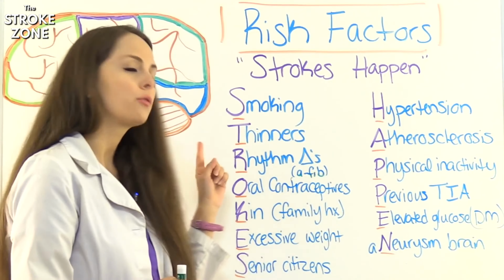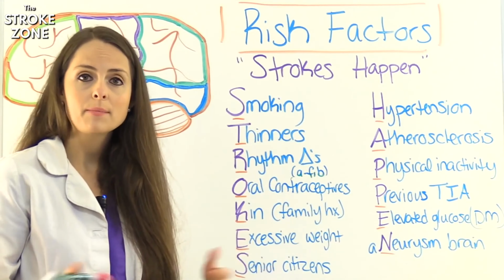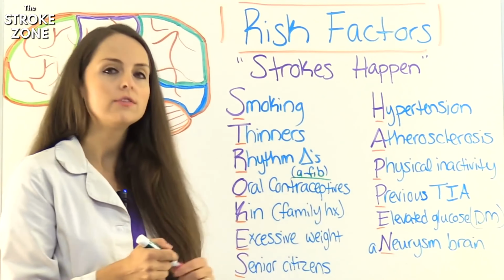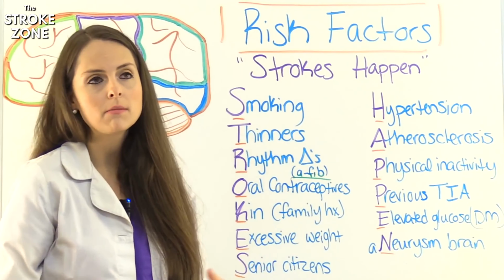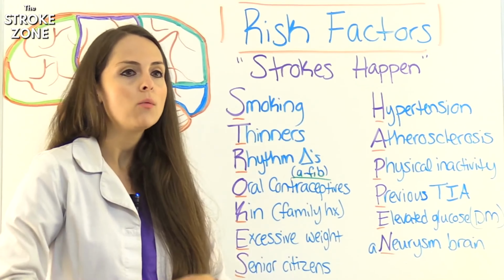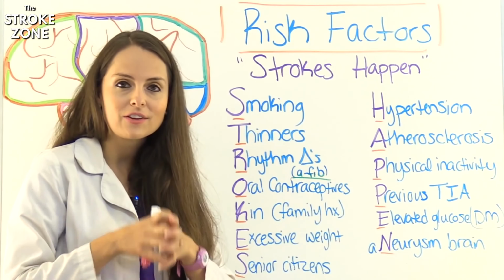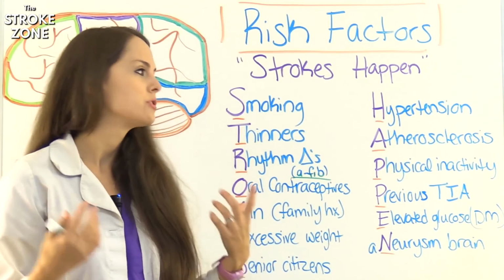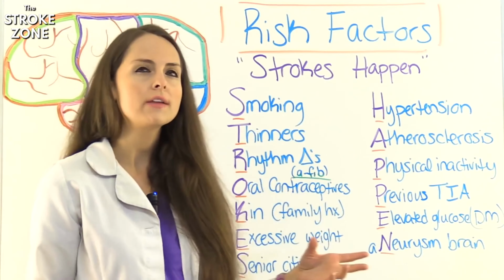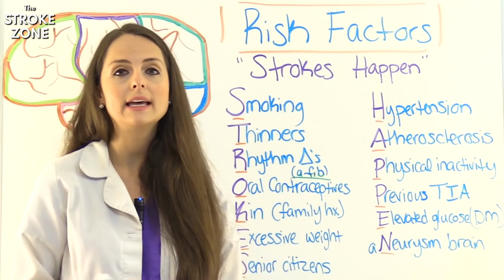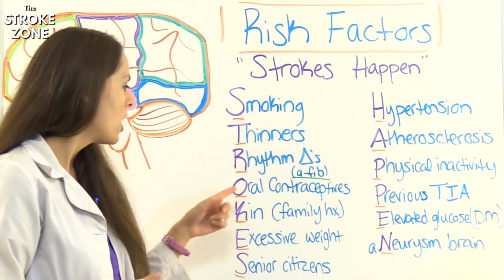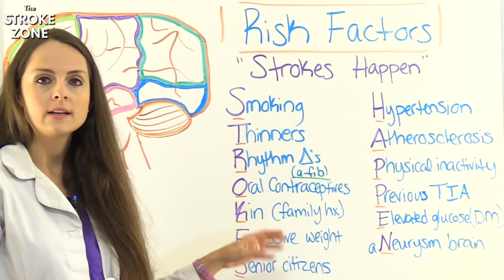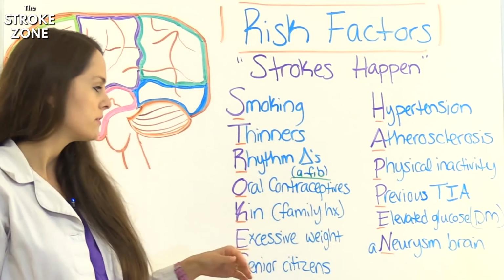R for rhythm changes, and this can happen in those rhythms such as atrial fibrillation or a flutter, and the heart is not contracting properly, blood is pooling in the heart, and we don't want blood to congregate together long enough, because if it does, it can form a clot, and that clot can leave the heart and go to the brain. So it's important when patients are in those rhythms that they're being anticoagulated so they don't develop a blood clot. O for oral contraceptives, birth control. K for kin, the family history, they have a history of that.